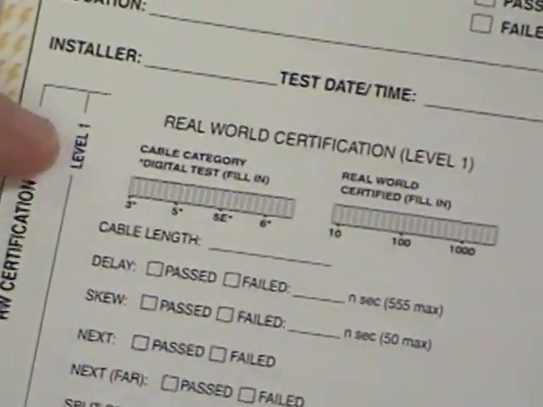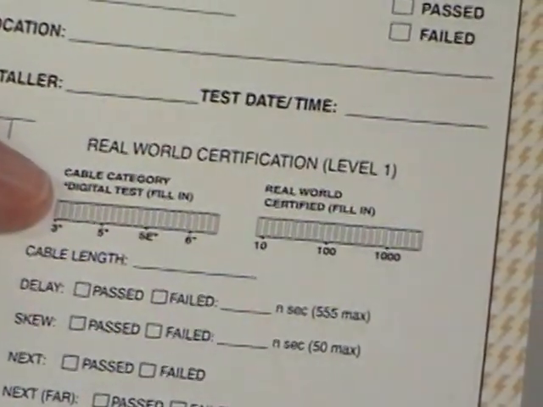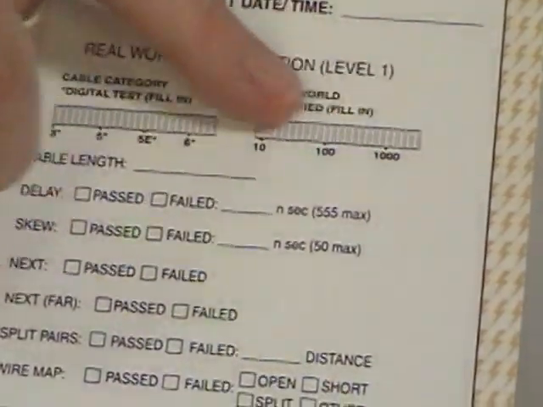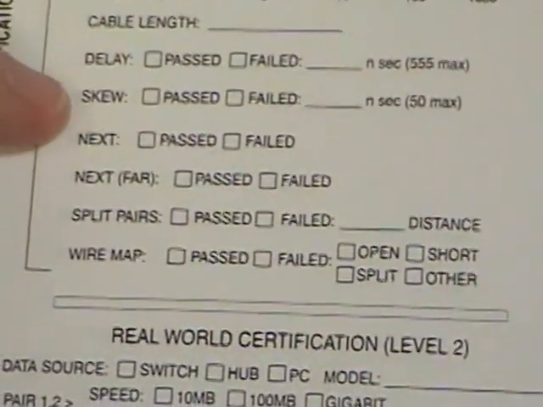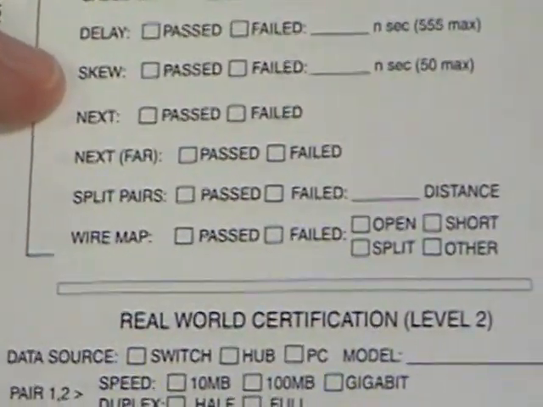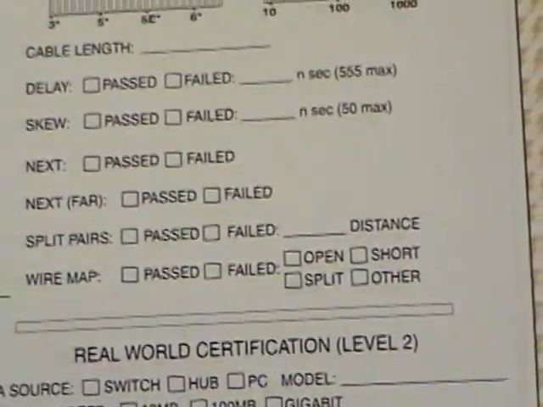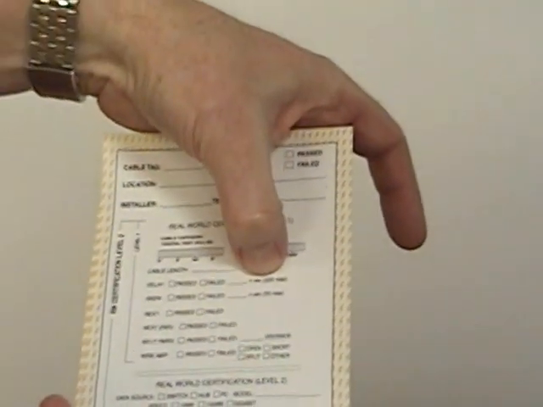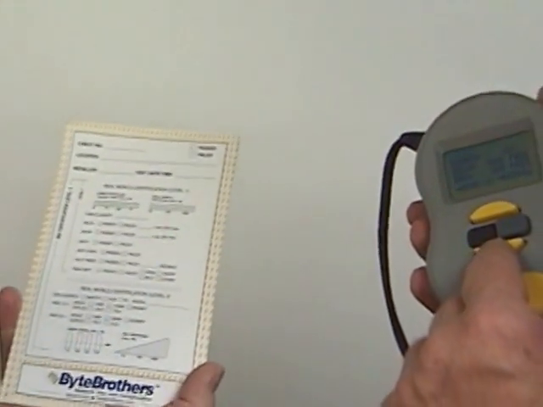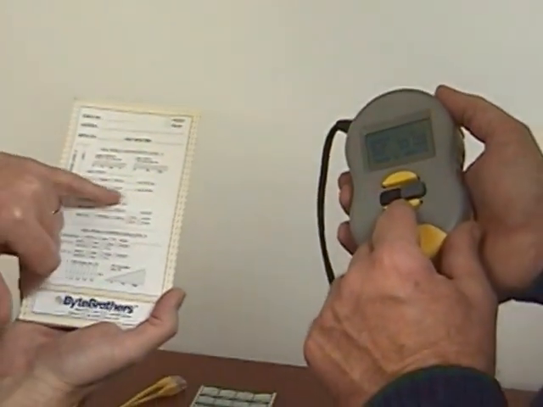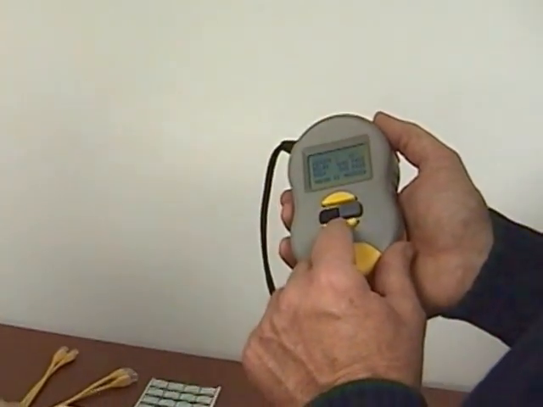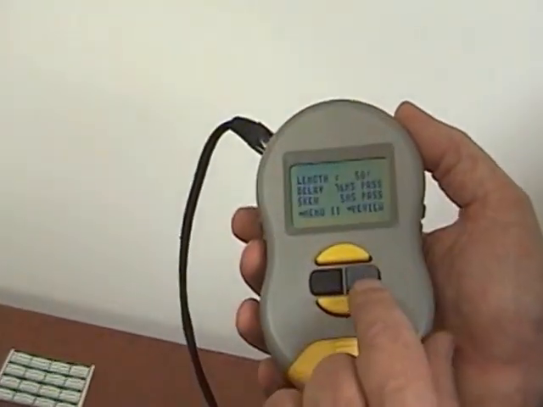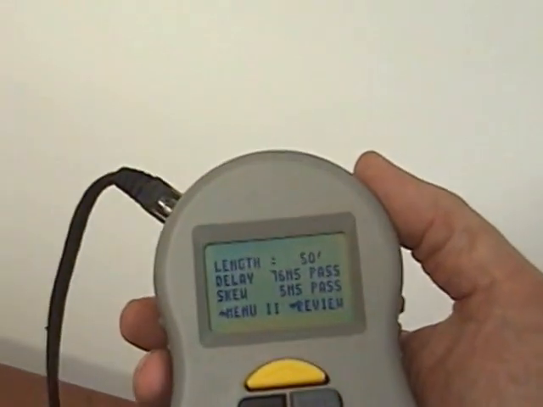Here you would fill in cable category by filling in the graph. You would fill in the predicted speed, the cable length, but here's where we're at right now, the delay and the skew. You show the delay of the cable at 76 nanoseconds. The tablet says you've got 555 to play with. So right away we know we have a pretty good cable. You show the skew at 5 nanoseconds, and of course the standard allows for 50. So right away we can start sensing we have a good cable. Yes, and if we were out of spec, the meter would have immediately flagged the error.